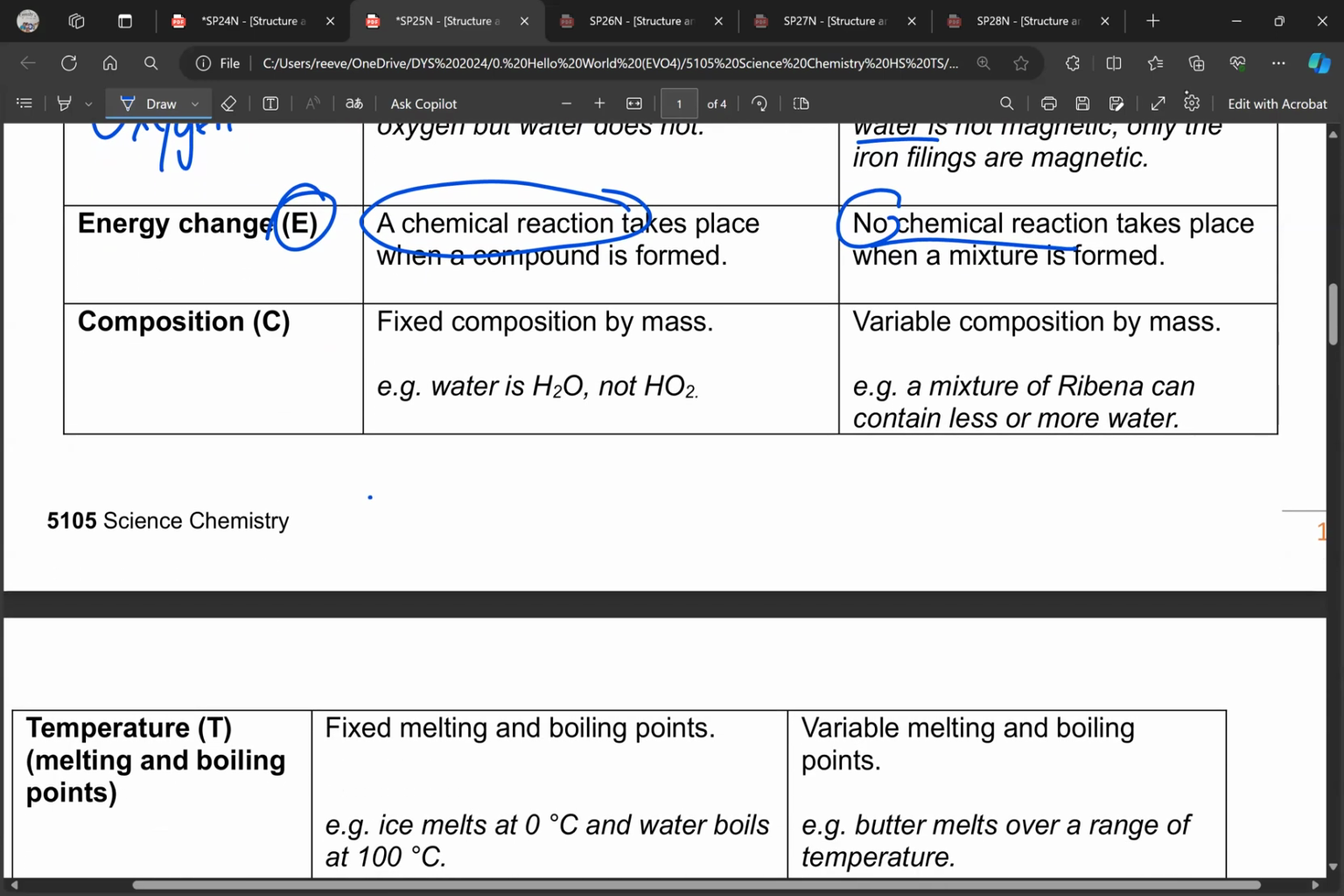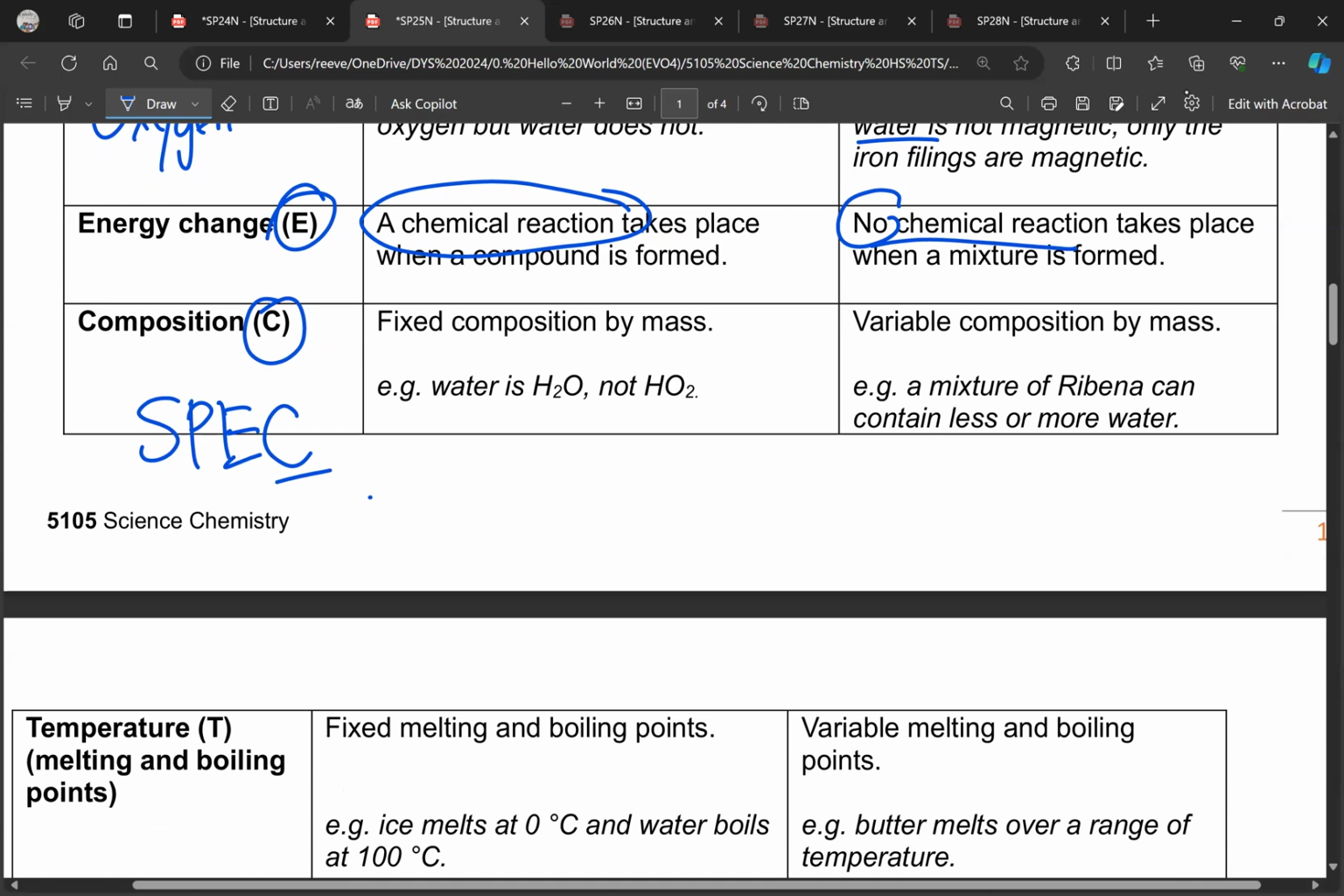For composition, okay, so far S, P, E, and C, the C. What's composition? Composition is like the ratio. Okay, ratio. Like, what's the ratio of the boys and girls in class? I don't know, 2:1. 2 boys to 1 girl. I don't know, you can count.